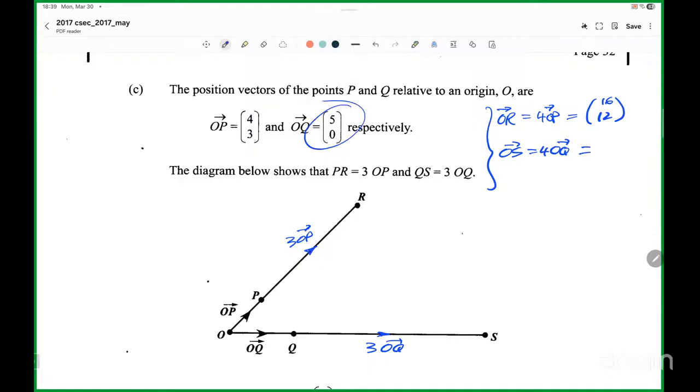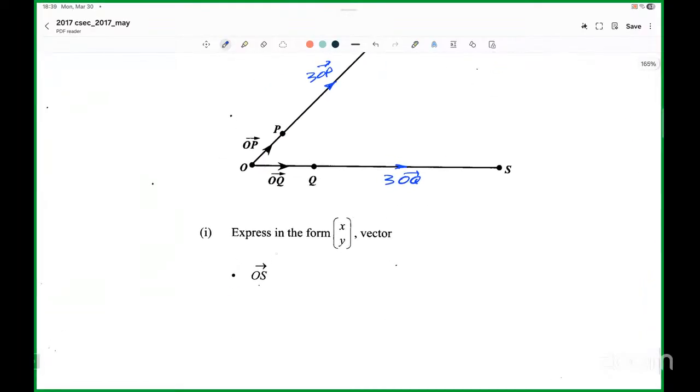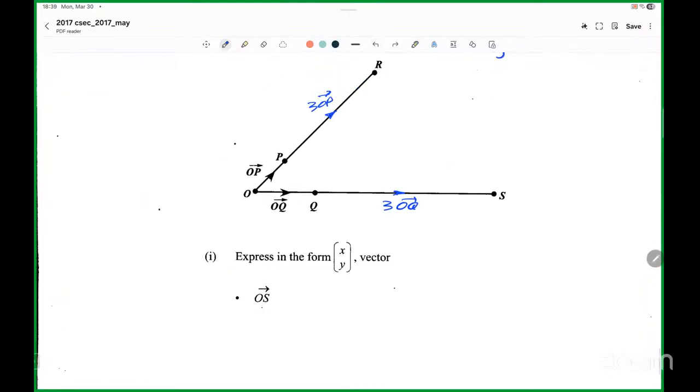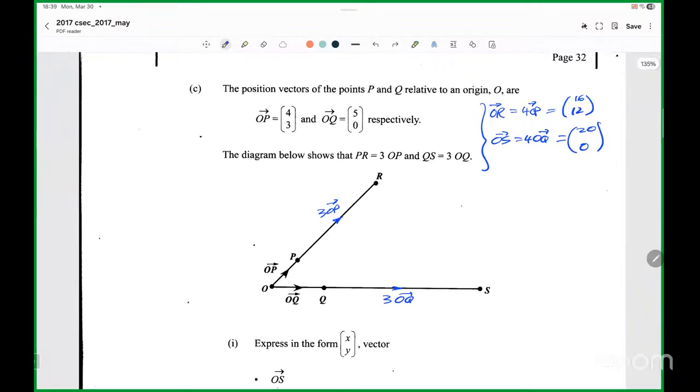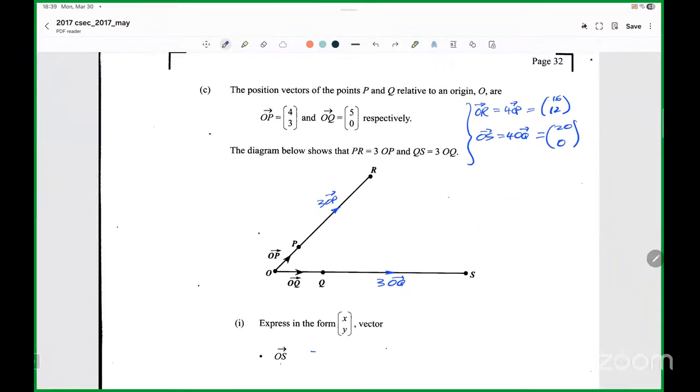4 times this. Now 4 times 5 is 20. 4 times 0 is 0. So OS is equal to (20, 0). We know those vectors now, you can work with them, right? The question says to calculate the vector OS. We just worked it out a while ago. So OS equals 4 times OQ, which is equal to (20, 0), 4 times this vector right here.